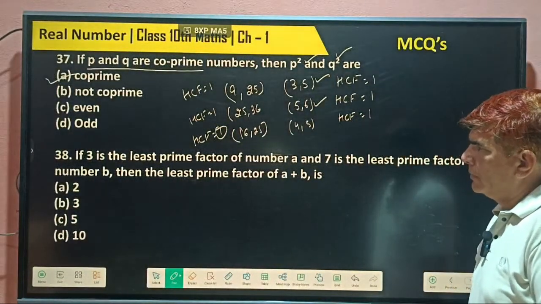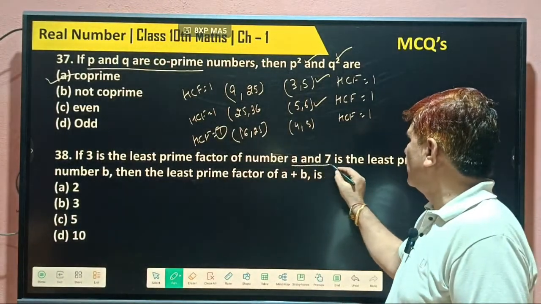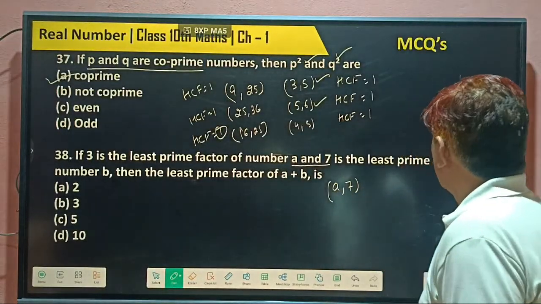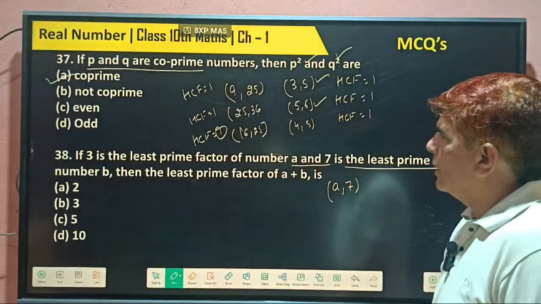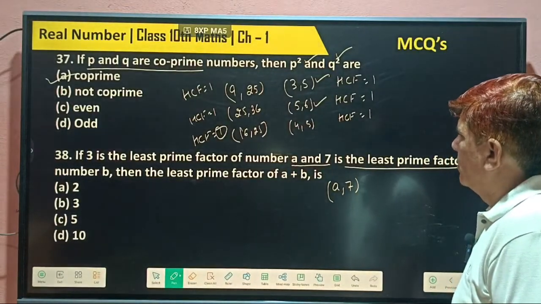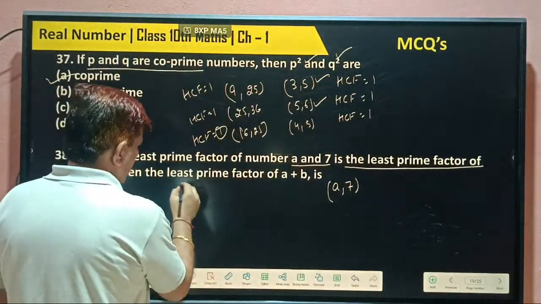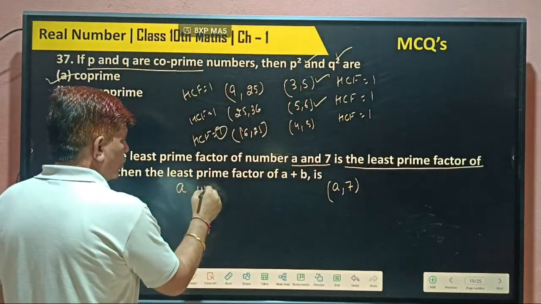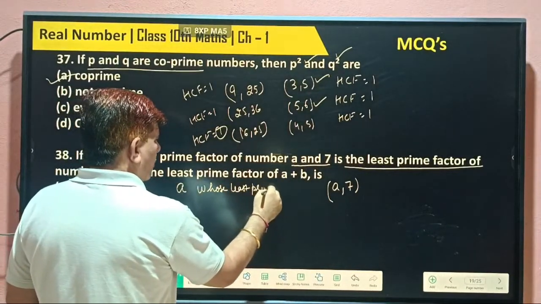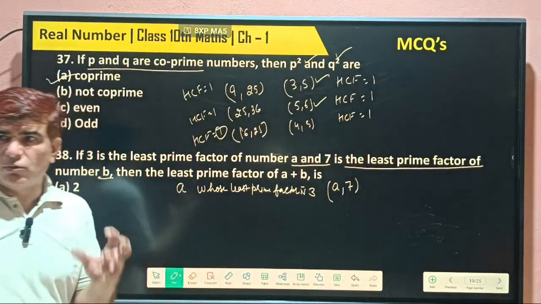Next one. If 3 is the least prime factor of a number A, and 7 is the least prime factor of the number B. It means two numbers are given: one number is A, whose least prime factor is 3. So first we will find out that number.